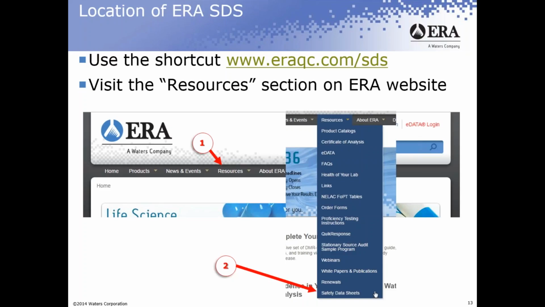www.eraqc.com/SDS, or you can visit the resources section on the ERA website. We'll show you here that you just go to the left-hand part of the screen, which shows the ERA main website. Under resources, when you click on resources, the drop-down menu at the bottom says safety data sheets. You click on that, and it'll ask you to enter your product number. You can select your country, you can select your language, and then you click search, and it will bring it right up. So that's how you bring up those safety data sheets.